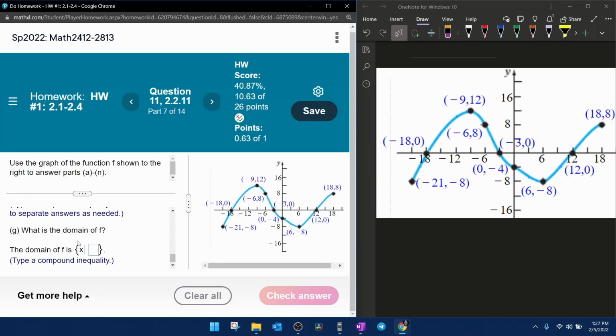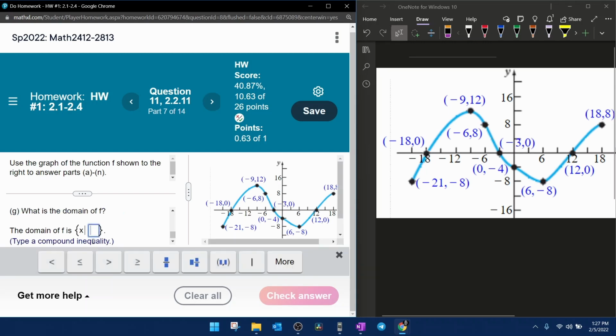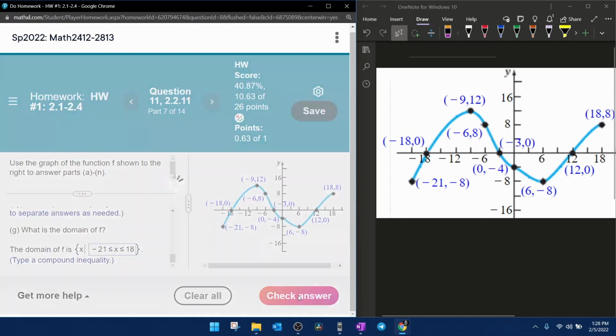Next, what is the domain of f? Well, the domain are the values that x can be, and we have x values all the way from negative 21 up to 18. So the domain, if I use an inequality, using the leftmost value first, negative 21, less than or equal to, because that is included in the domain, x, less than or equal to 18. Again, I'm using the equal to part because those points exist on the graph, so those values are included.